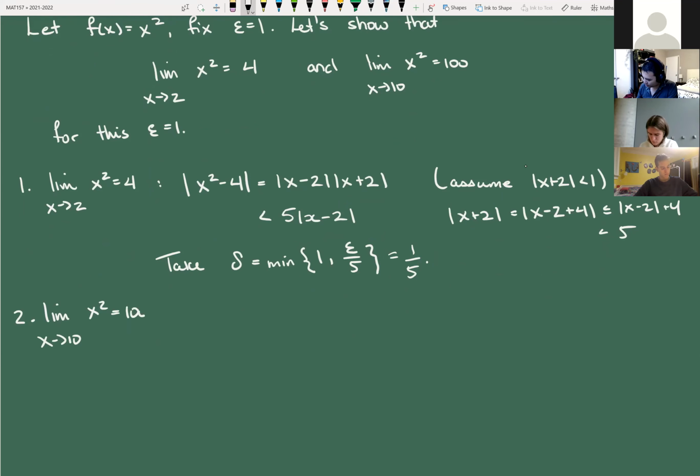So x squared equals 100. To do this, we're going to get x squared minus 100, which is equal to (x minus 10)(x plus 10). Again, we're going to assume |x minus 10| is less than 1, so x plus 10 is bounded by 21.